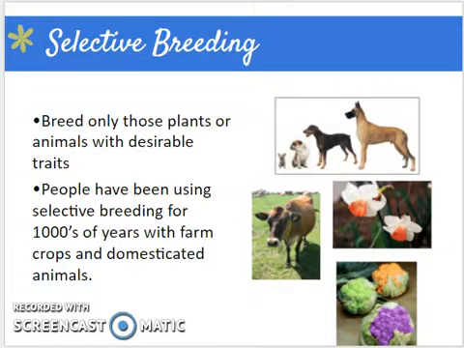Selective breeding is when you breed only those plants and animals with desirable traits, meaning you breed plants and animals with traits that you like. People have been using selective breeding for thousands of years with farm crops and domesticated animals.